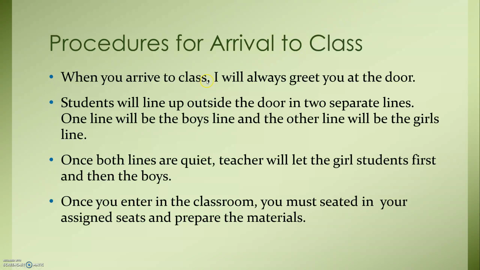Procedures for arrival to class. Before they come to class, I will always be outside the door to greet them. Students will line up outside of the door in two separate lines. One line will be the boys' line and the other line will be the girls'. Once both lines are quiet, I will let the girl students go first and then the boys, or it'll be vice versa, whichever line is the quietest, I'll let them in first. Once the student enters the classroom, they must be seated in their assigned seats and get their preparation materials such as pencils, notebooks, pens, and highlighters.